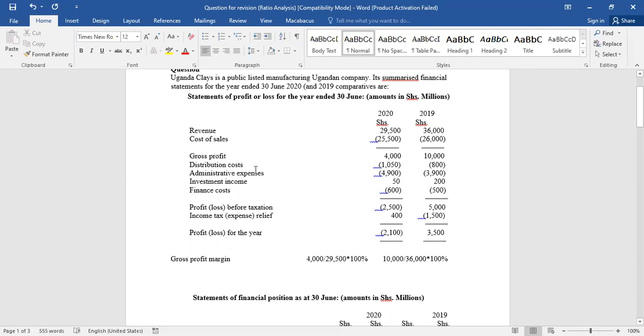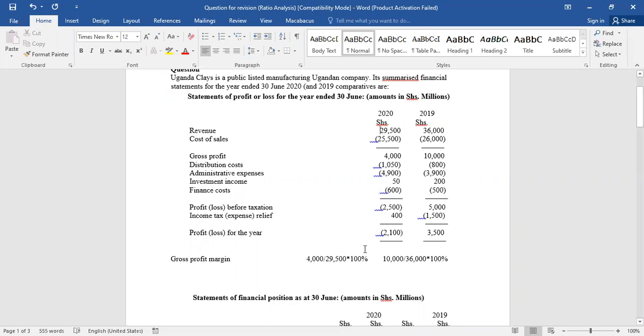Later on, you'll see distribution costs. We get the cost figure, which is 1050, not negative, but 1050, and divide it by the 29,500. Okay, now that's how we do the vertical analysis. How would I comment about it?